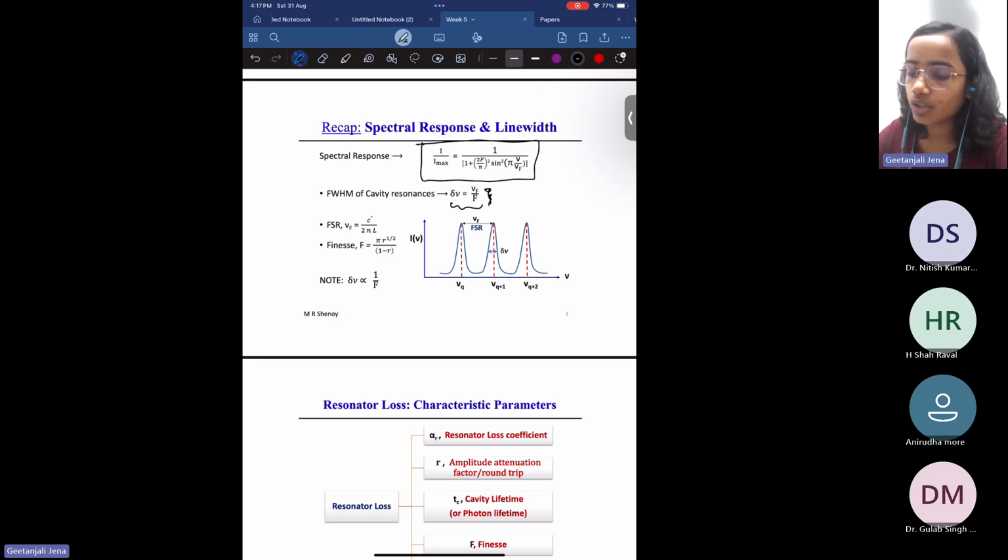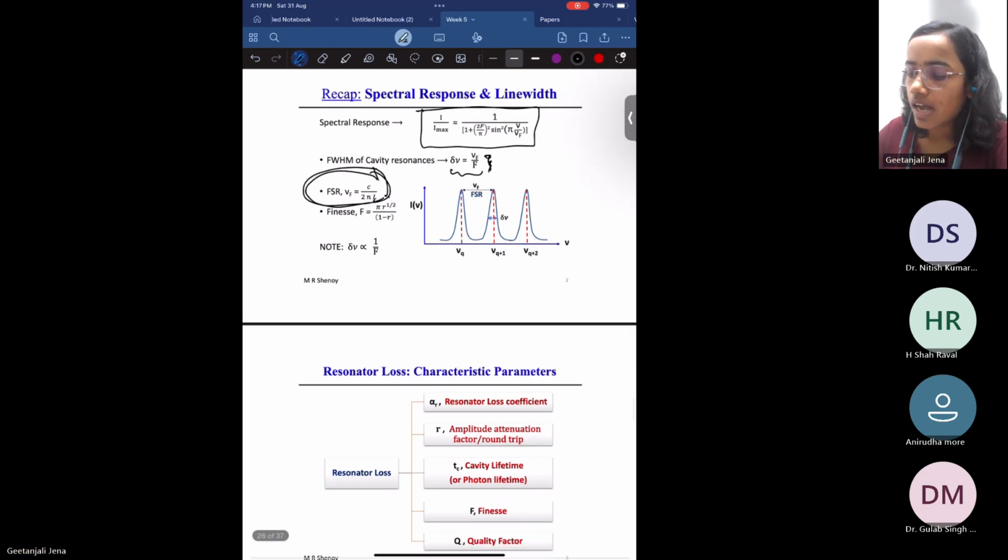And the free spectral range nu f is c by 2nl. You can easily calculate this formula if you know the standing wave equation, so you don't have to remember it. And the fineness F is given by pi root R divided by 1 minus R. Here you can see delta nu, the line width of each cavity resonance, is inversely proportional to the fineness of the cavity.